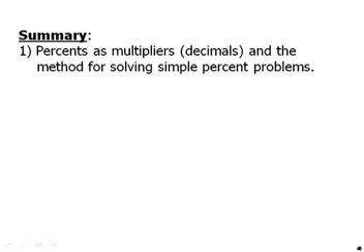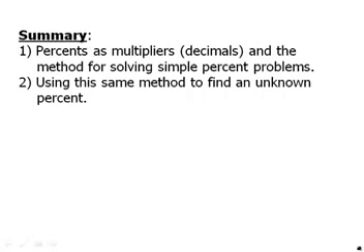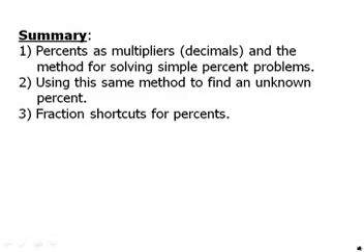So in summary, use percents as multipliers, that is their decimal form, in the method for solving the simple percent problems. Using the same method to find an unknown percentage. So there, the unknown would be the percentage of itself. We'll get a decimal value. We'll have to remember that is the multiplier form, the decimal form of a percent. And then we can use certain fraction shortcuts for percents.